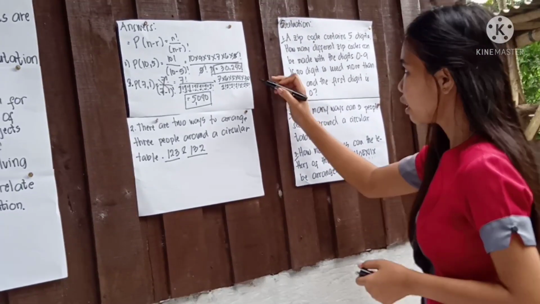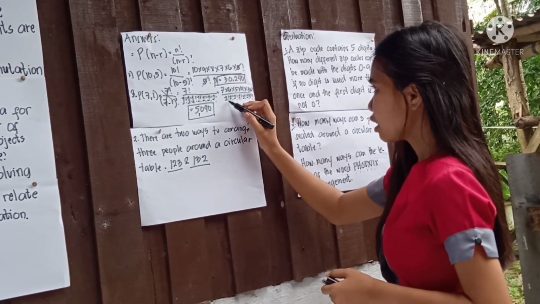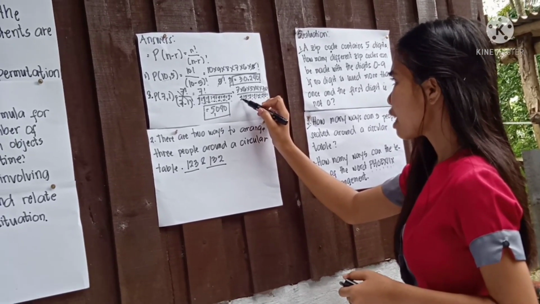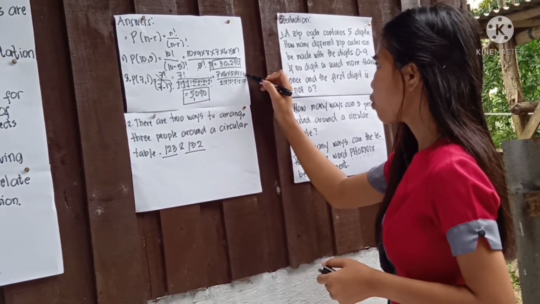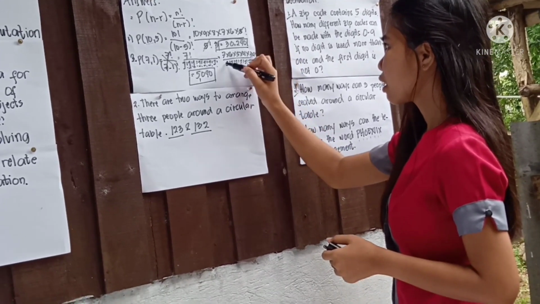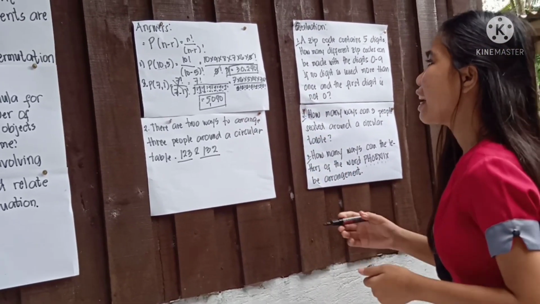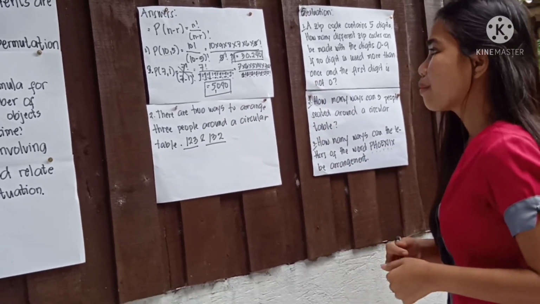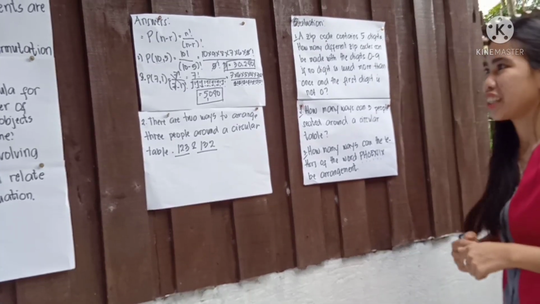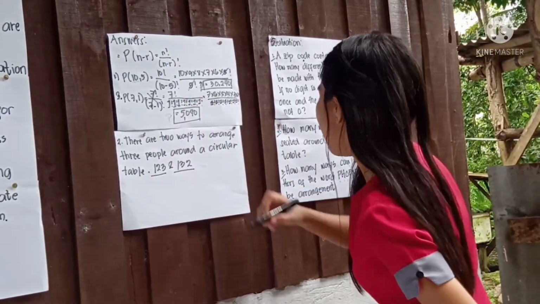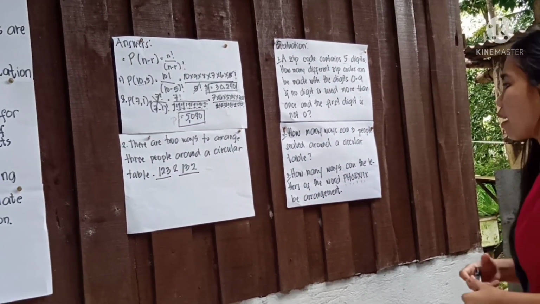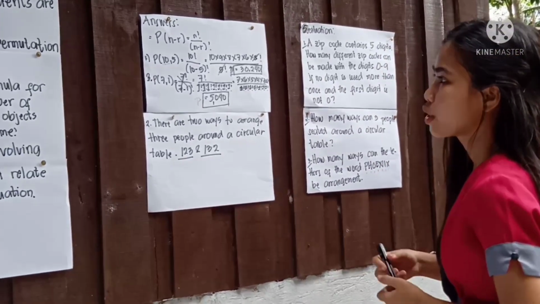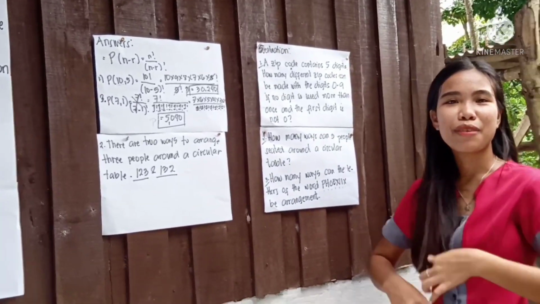So we cancel the 1 factorials in the denominator. Then 7 times 6 times 5 times 4 times 3 times 2 is 5,040. So that is the permutation: there are 5,040 ways the word phoenix can be arranged. Okay, so you got a perfect score.